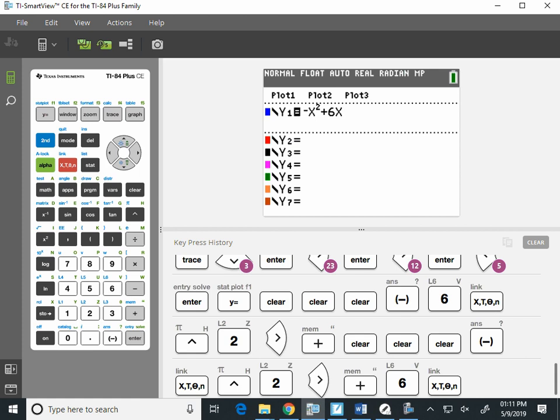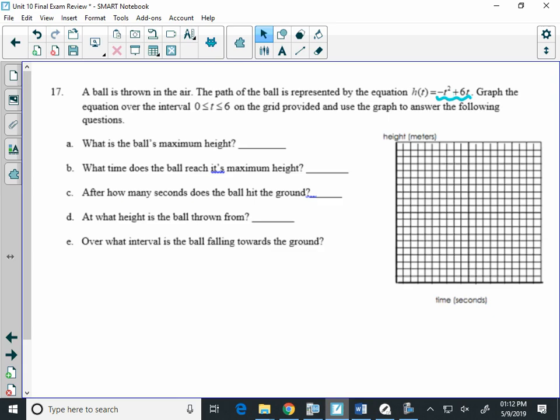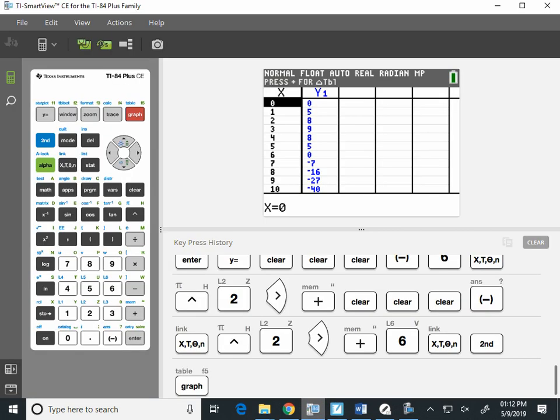To graph it on that grid, we are going to use our table. So once you plug that into y equals, hit second, graph, to get your table. Okay? And the directions say to graph it over the interval from 0 to 6. So that means graph all the points from where x is 0 to 6.